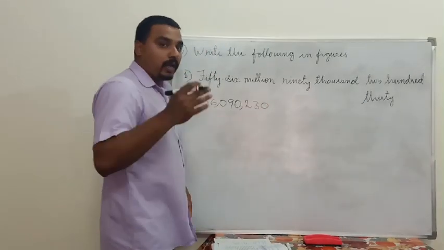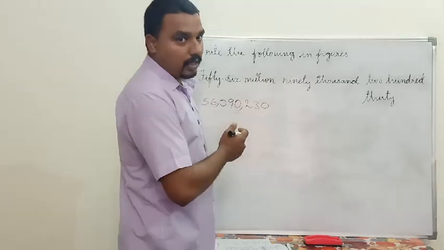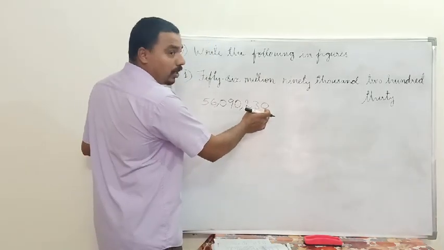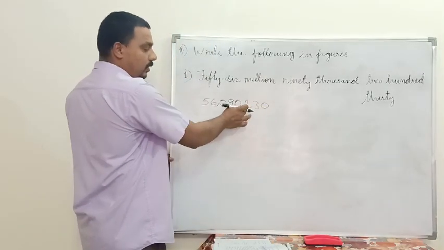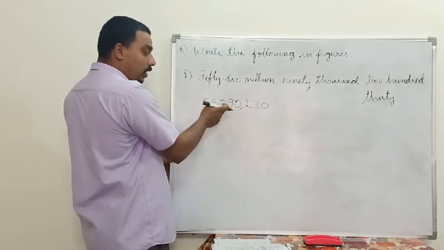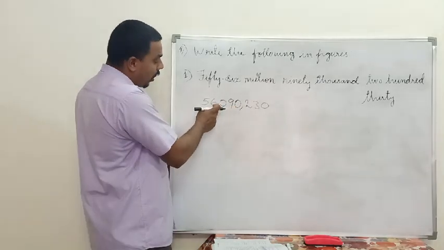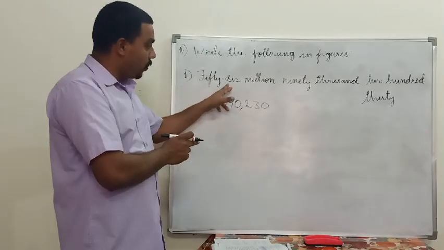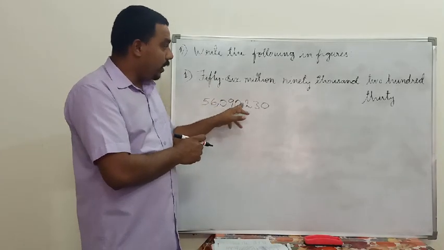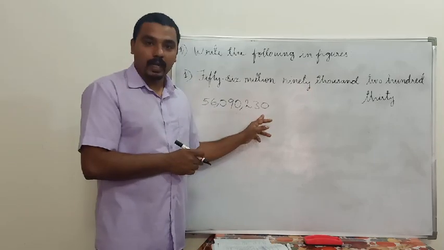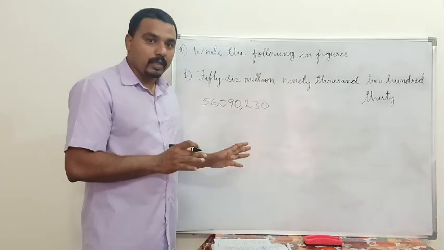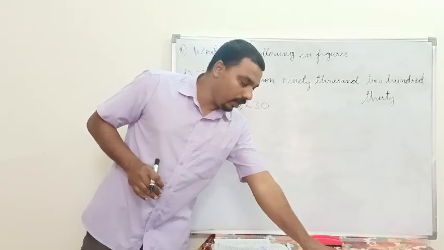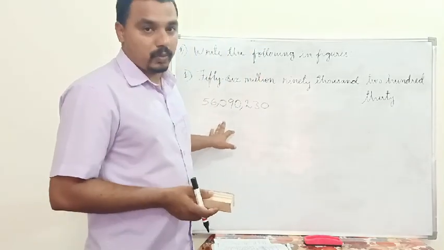Count it just to verify. How to verify? Count from right side to left side according to the place value chart: ones, tens, hundreds, 1,000, 10,000, 100,000, million and 10 million. That means 56 million, 90,230. Clear? So make some more questions yourself and try to do it this way.